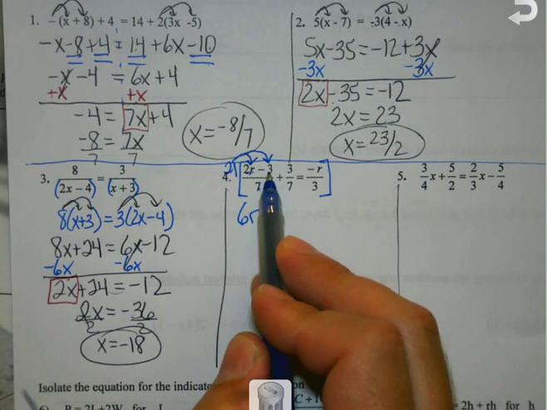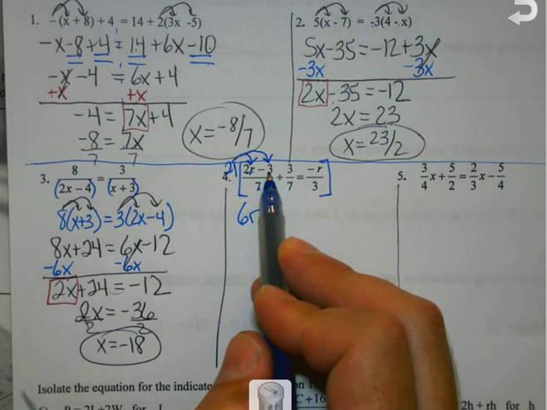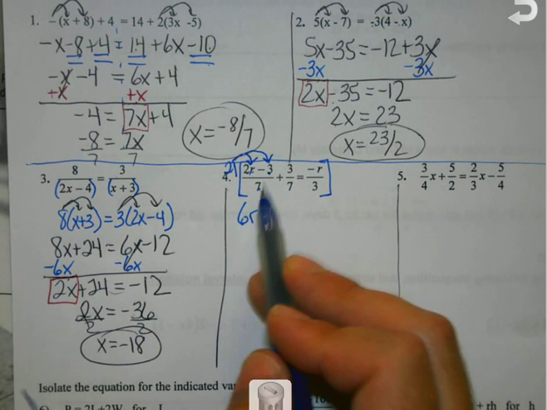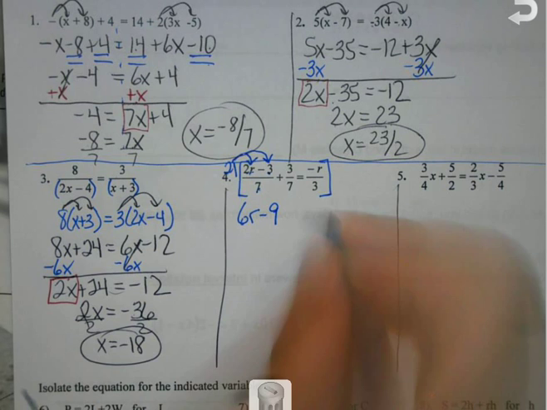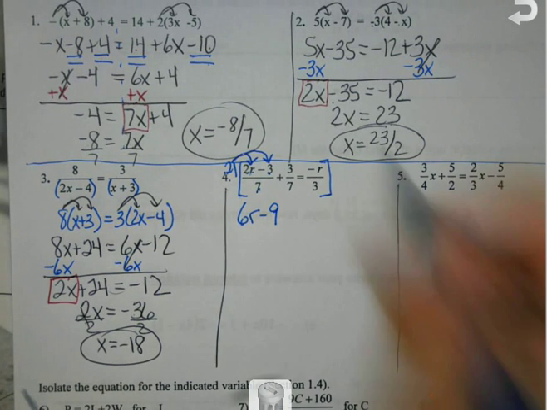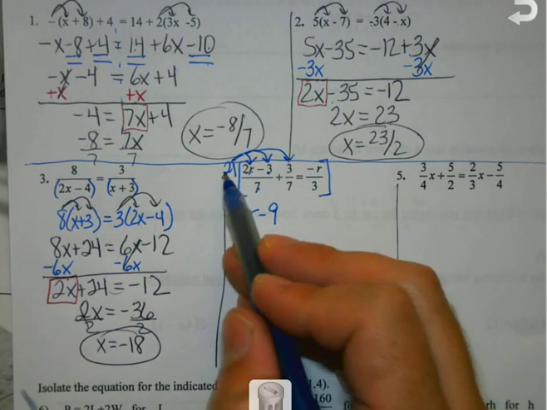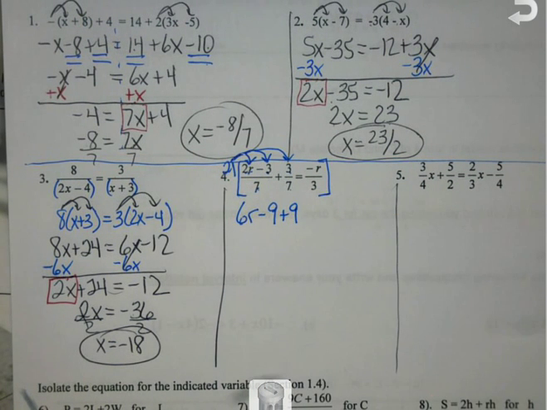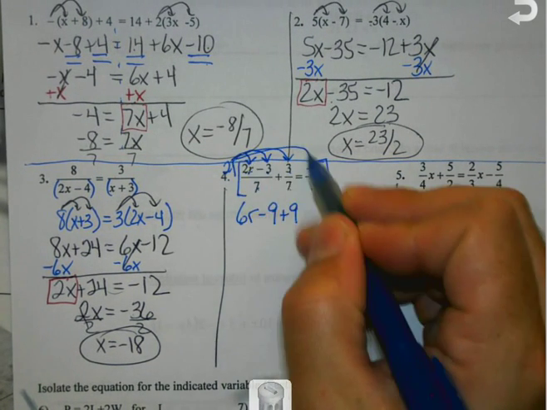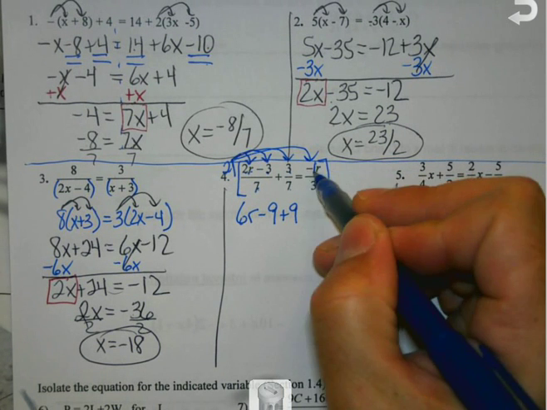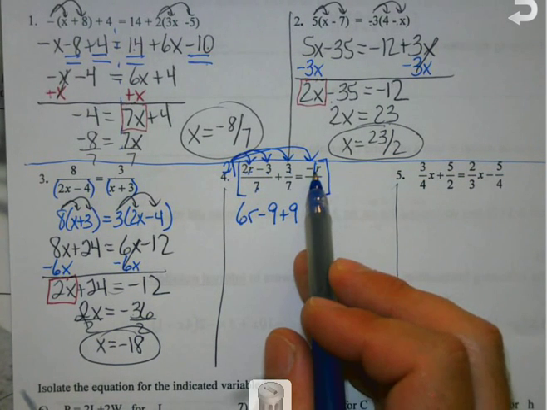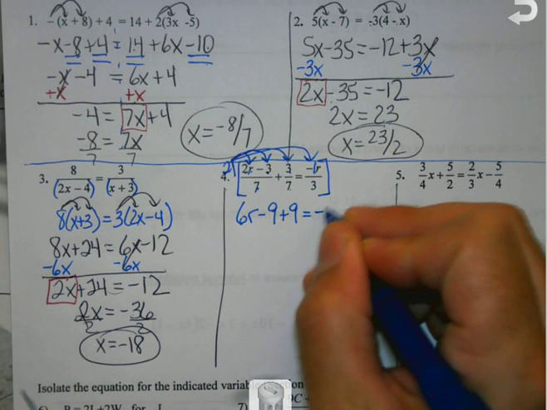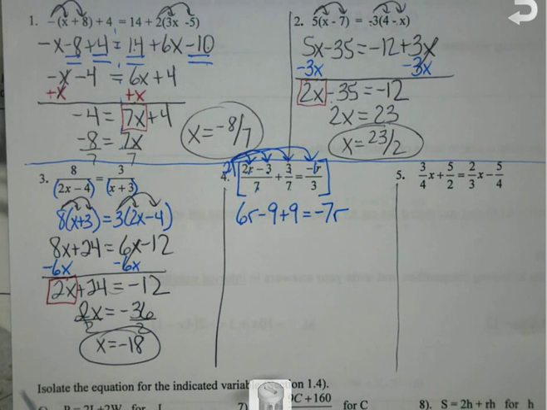21 times negative 3, and again, if you need to go to the calculator, that's okay, is negative 63 divided by 7 is negative 9. So far, so good. Everything's coming out, no fractions. 21 times 3 is 63, divided by 7 is positive 9. And 21 times negative 1r would be negative 21r, divided by 3 is negative 7r. So multiply times whatever's on top, and then divide by what's on the bottom of that fraction.